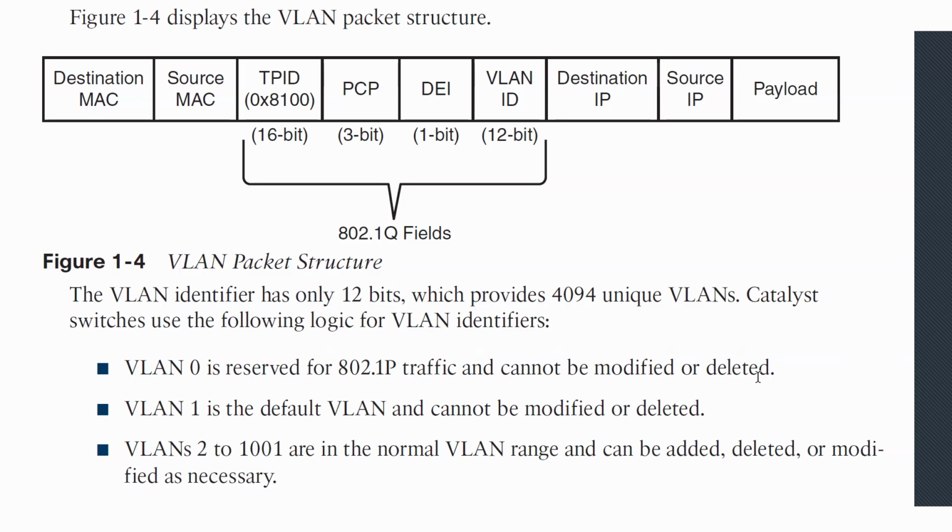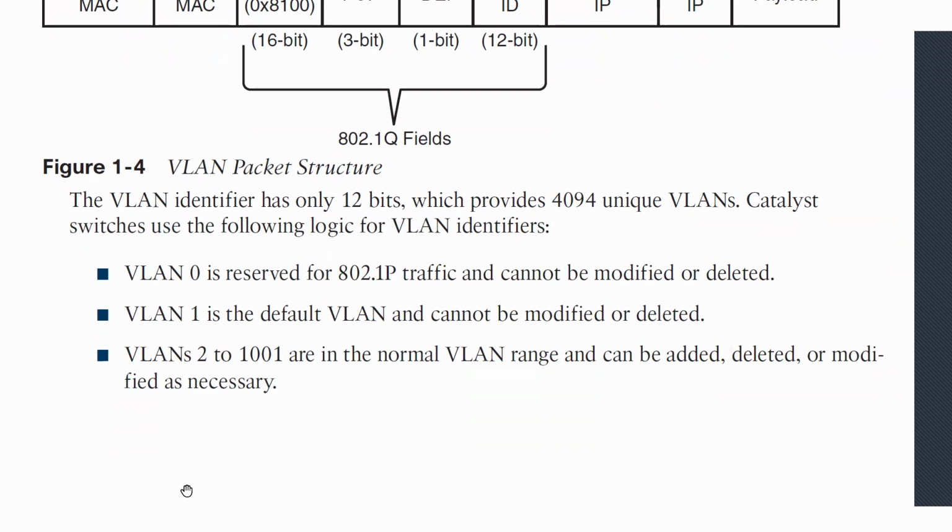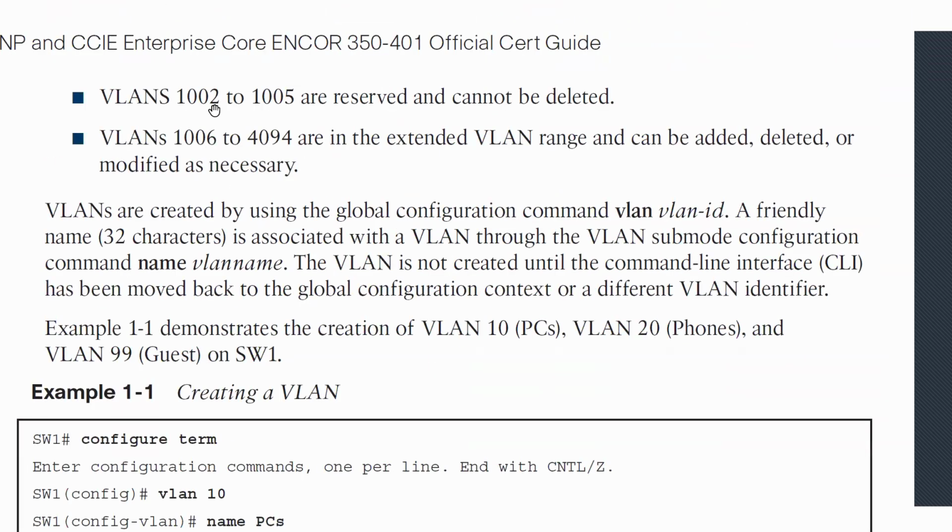And you cannot even see it in the switches. Then VLAN 1 is the default VLAN. Again, you cannot modify or delete it. VLAN 2 to 1001 is the normal VLAN range. You can add, delete, or modify it as per your necessity. This we had discussed in the last session. Then 1002 to 1005 are reserved and cannot be deleted, for FDDI and token ring networks.